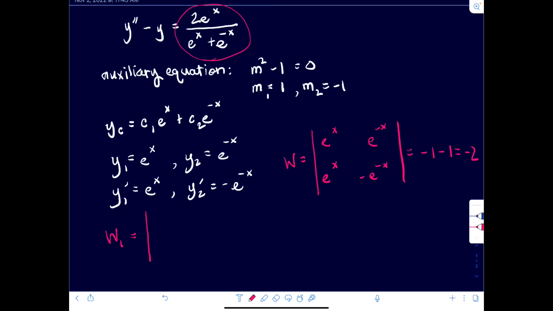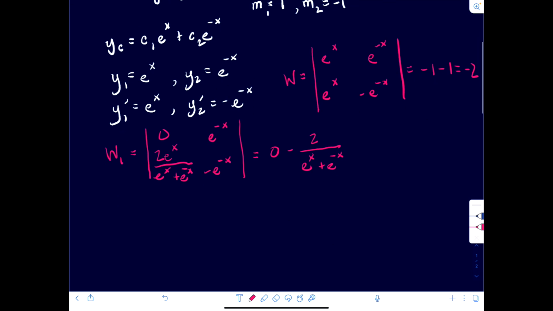Have W1 is 0, f of x, which is 2e to the x over e to the x plus e to the negative x. And then the second column is going to be y2 and y2 prime. Remember that was e to the negative x and negative e to the negative x, which will be 0 minus 2 over e to the x plus e to the negative x.